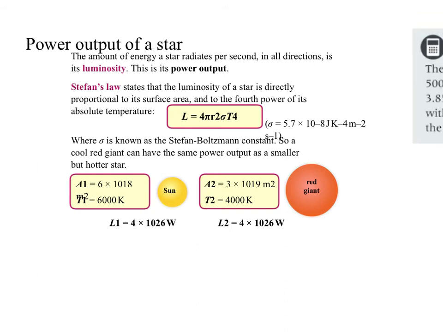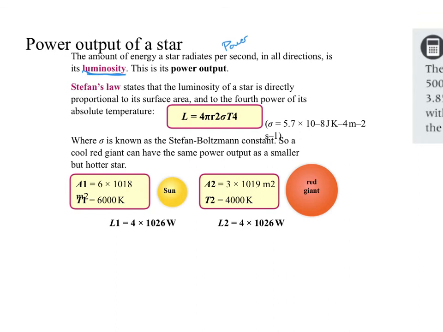The power output of a star. Now, this is something that is based on Stefan's law. Before we go on to Stefan's law, just to remind you that the amount of energy a star radiates per second, or in other words, the power of a star in all directions, is called its luminosity. So this is basically the total power output of a star. So this is the luminosity.